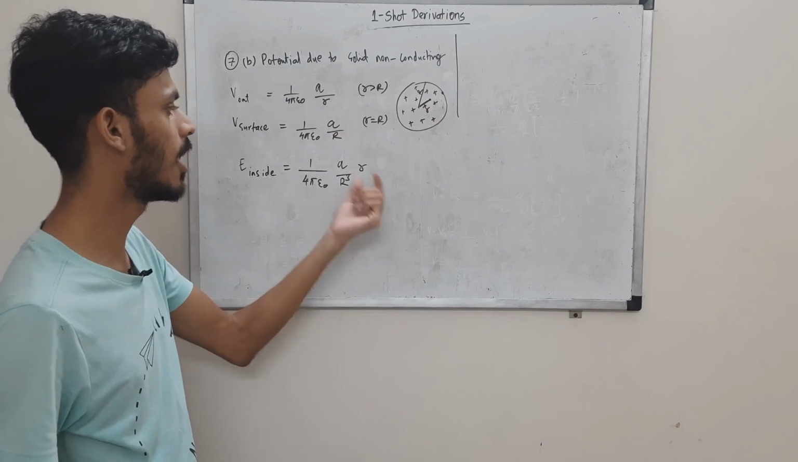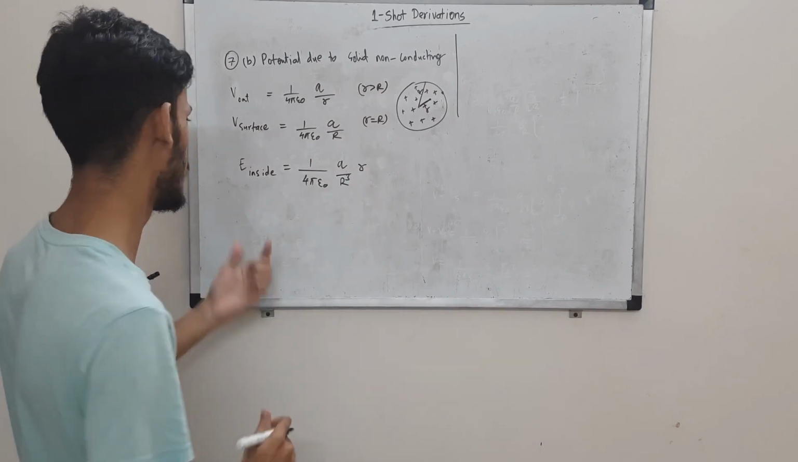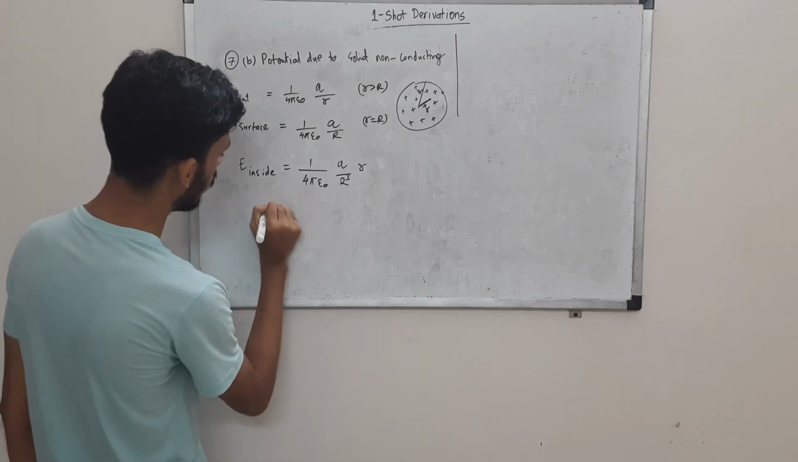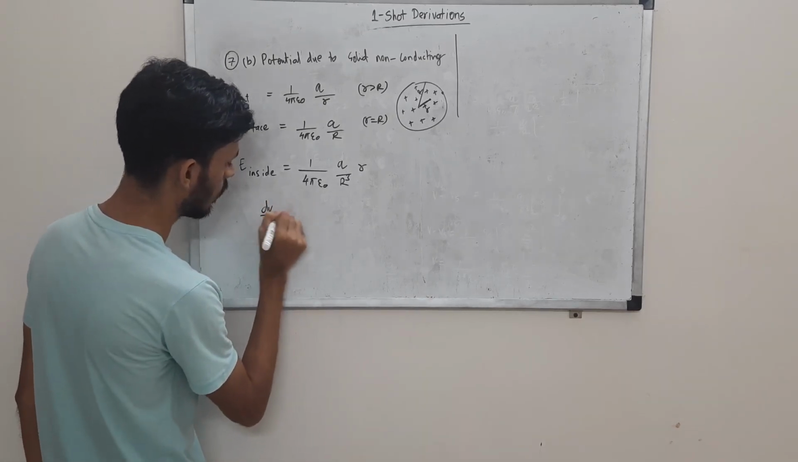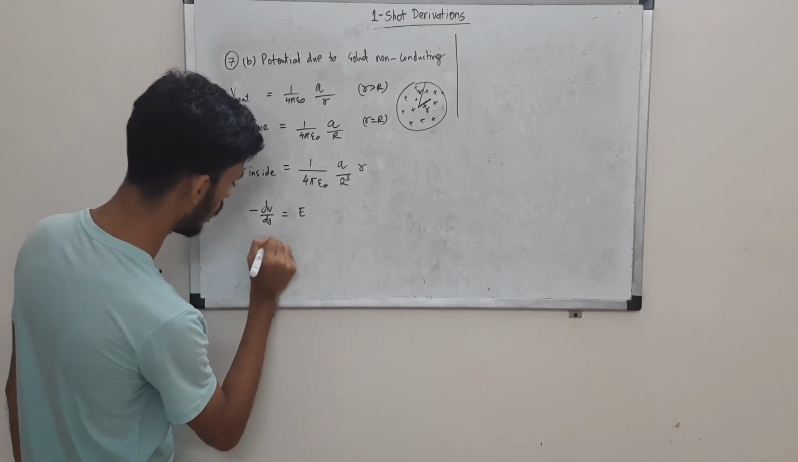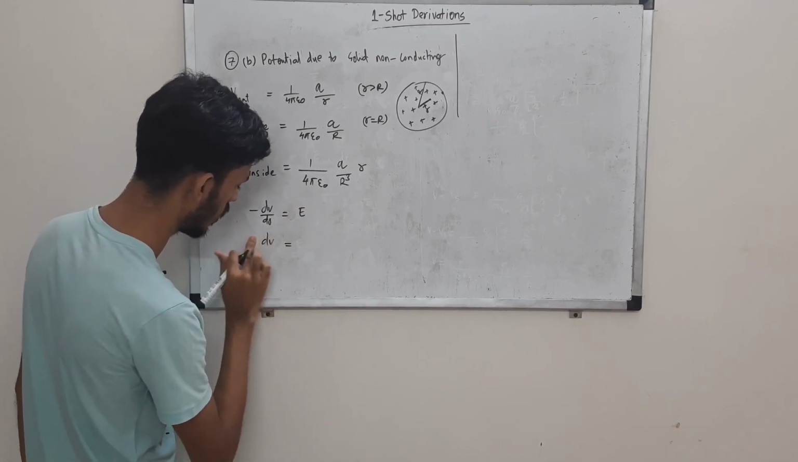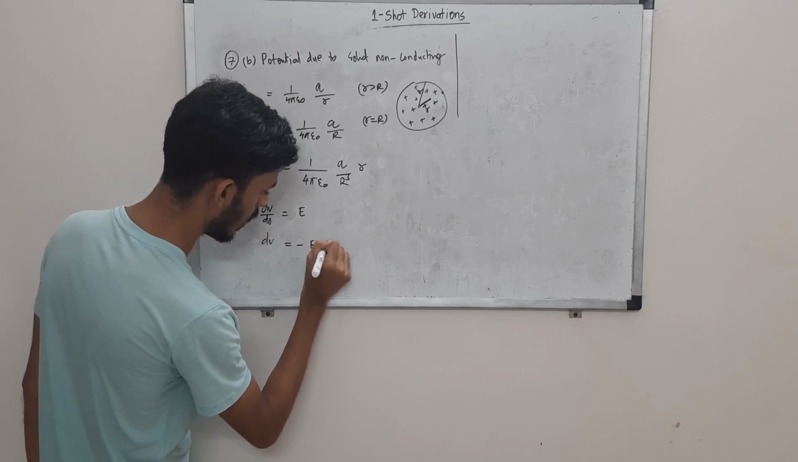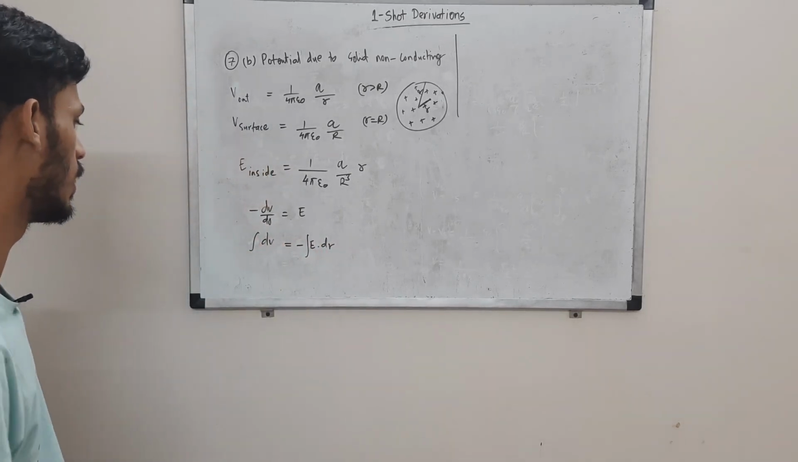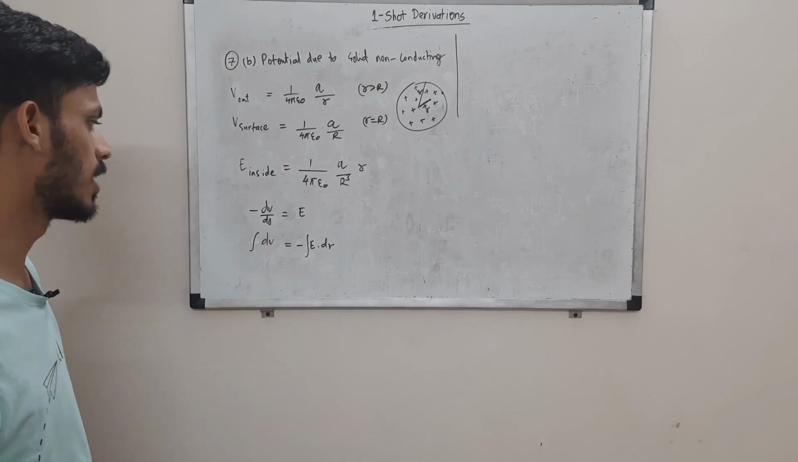Okay, this is greater than R, and this r will be less than R inside the sphere. Similarly, we can derive the potential. Now, potential we know as E = -dV/dr, so here we'll obtain the relation for potential. So V = -∫E·dr, or integral on both sides. This is the relation between your potential and electric field.